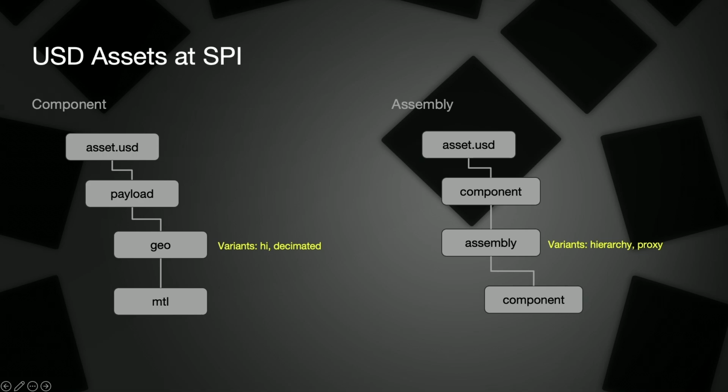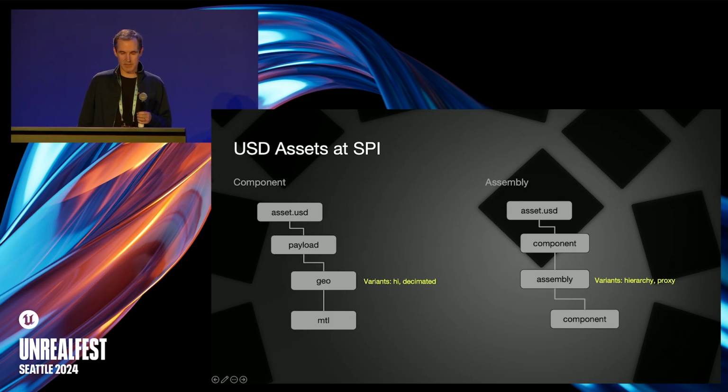For years before USD was even created, we've been using our own proprietary system called Assembly Component. In our system, assemblies are basically hierarchies that reference other assemblies or components. Components represent the base level of an asset, usually a geometry cache, which can be instanced. Luckily for us, USD has a very similar concept of assemblies and components, so we were able to use this structure for our assets.